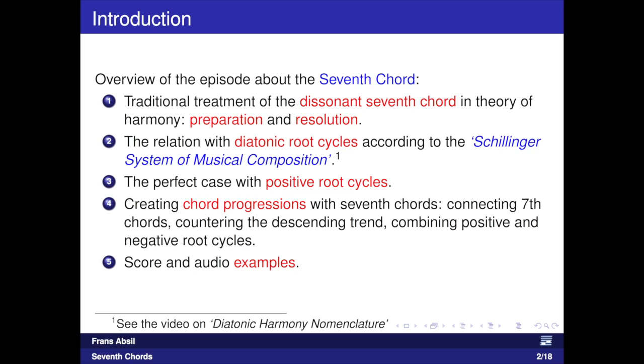We will discuss the ideal case with positive root cycles and aspects of chord progressions containing seventh chords. This video demonstrates techniques for writing diatonic harmony and dealing with the dissonant seventh.